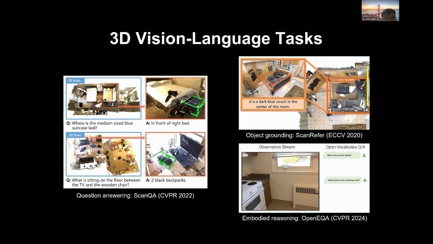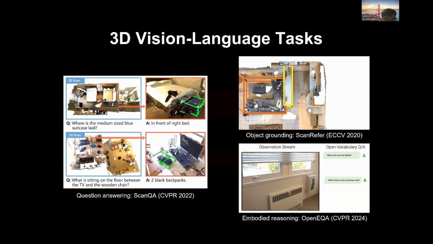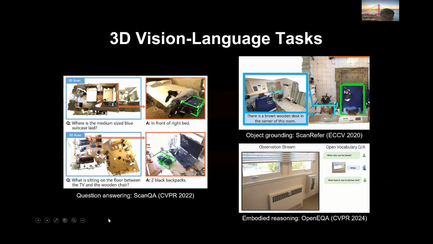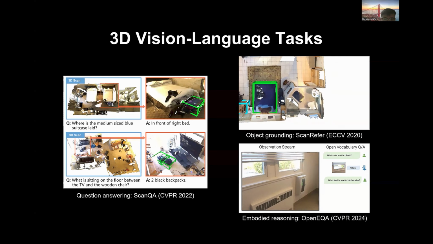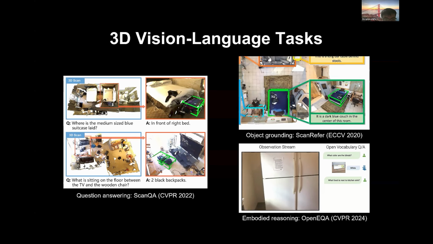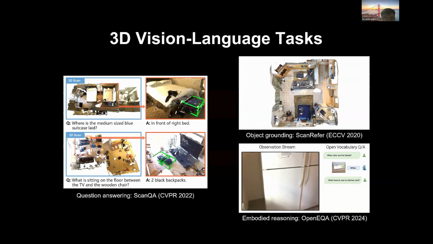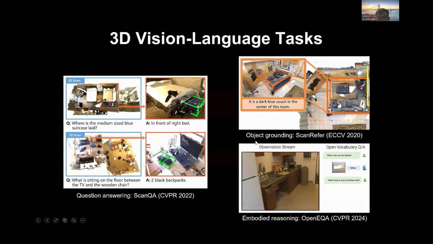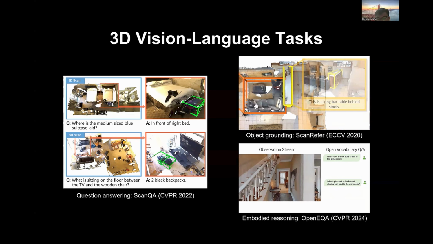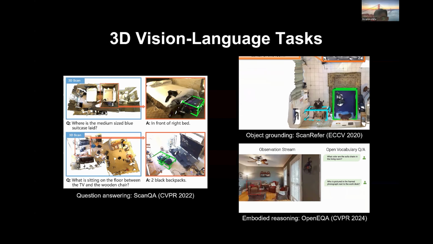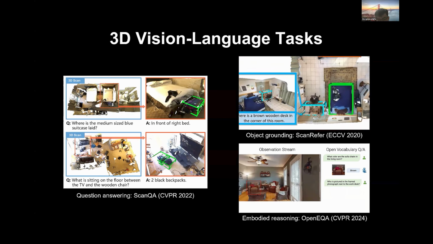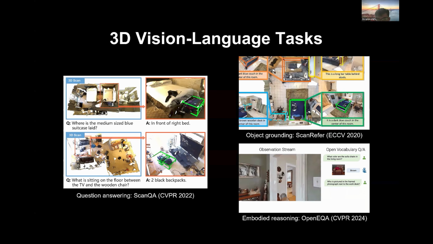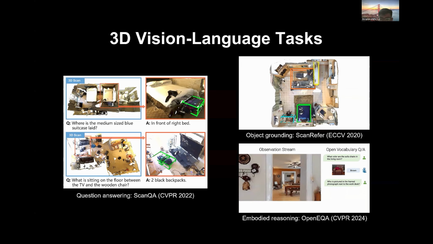So there are some typical 3D vision language tasks. On the left side, this is the first question answering benchmark in 3D scenarios, ScanQA. And on the right side, I show some 3D visual grounding benchmarks such as ScanRefer. And the last one is the recent embodied reasoning benchmark, OpenEQA.